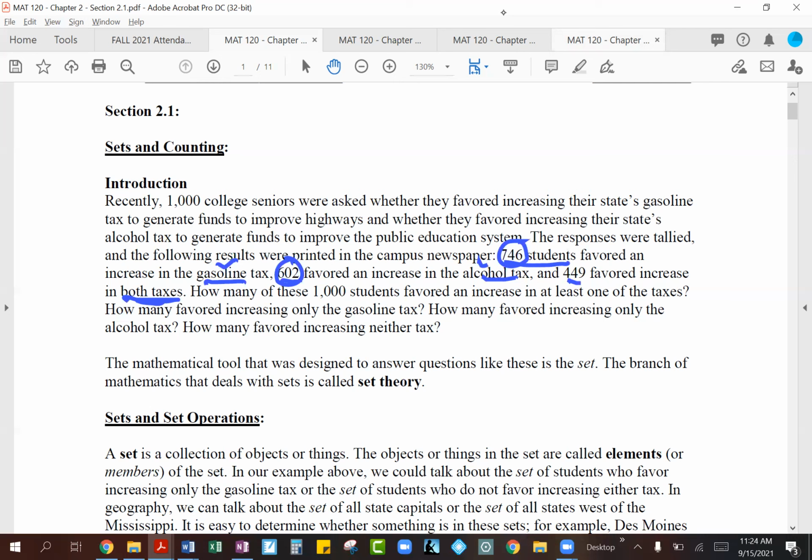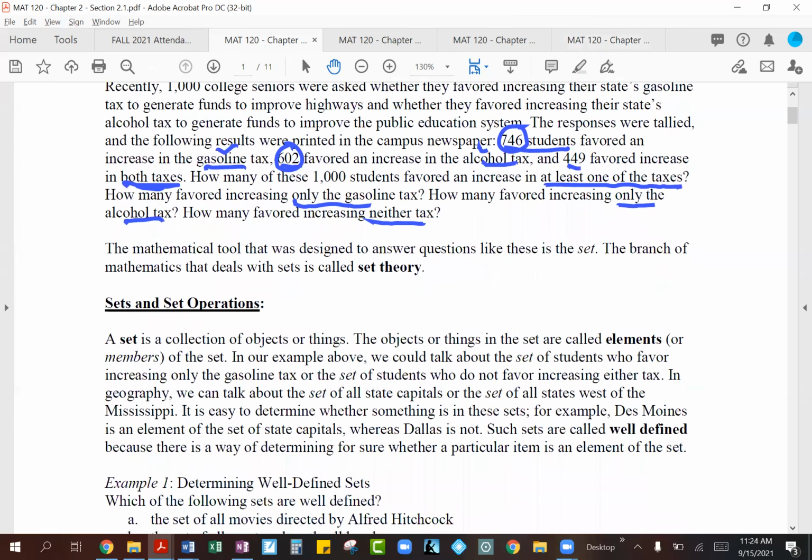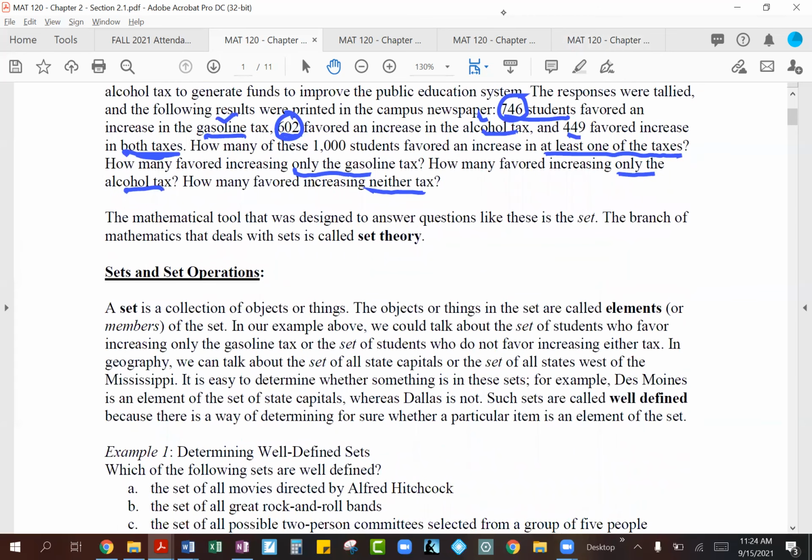So when they ask you a question like how many only wanted the gasoline tax to increase or only the alcohol tax to increase, you have to do a calculation to find those numbers. How many wanted neither of the taxes to increase? Again, that information was not given to us, so we would need to calculate that. They also wanted to know how many were in favor of increasing at least one of these taxes. So this is where we get into our discussion of set theory and what a set is, and how we can use these ideas to answer questions like this.